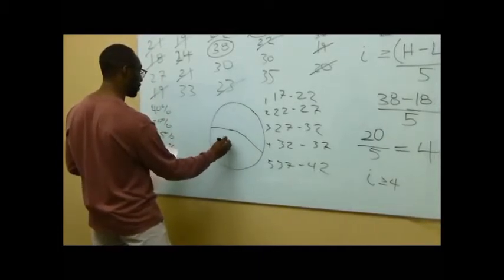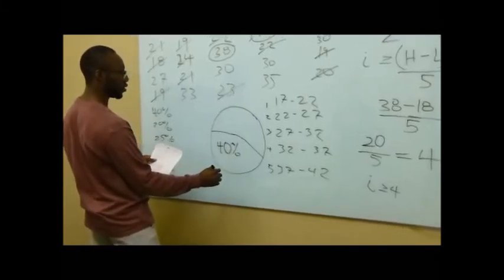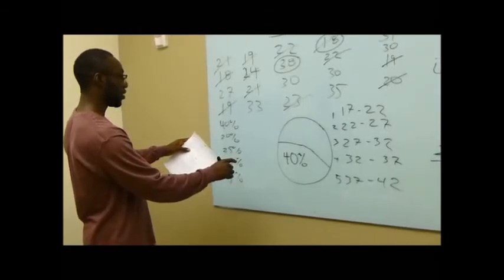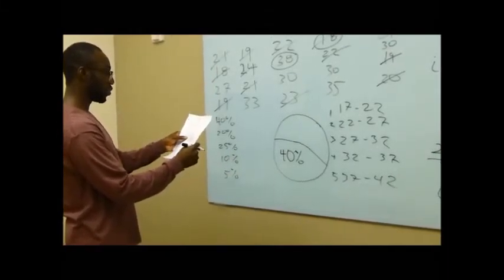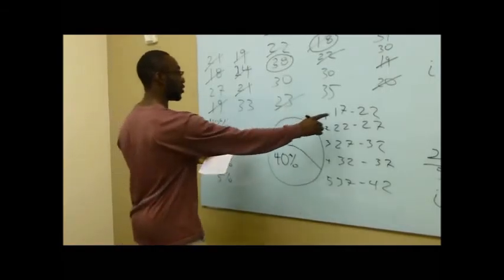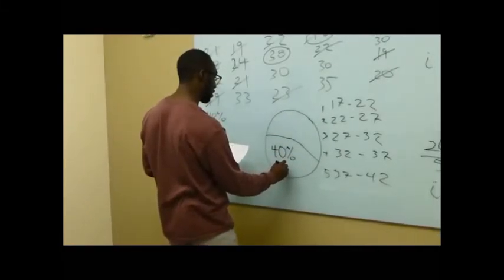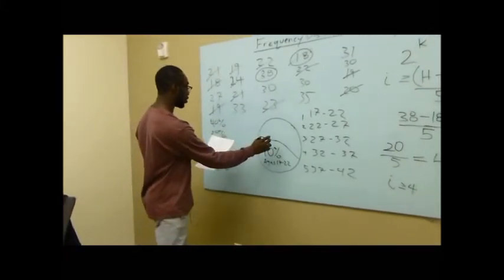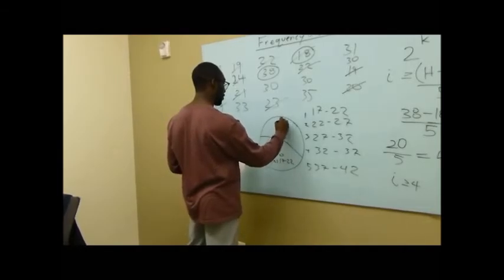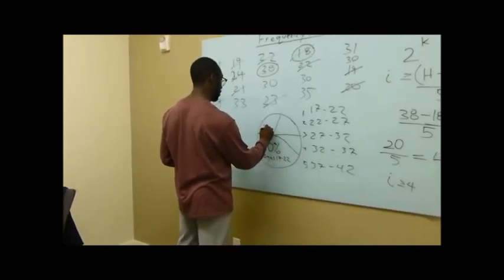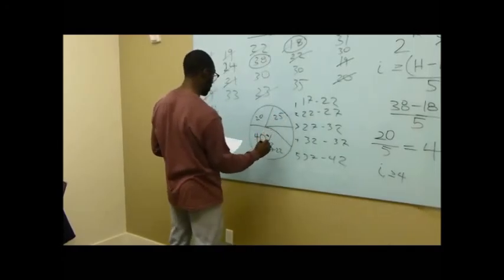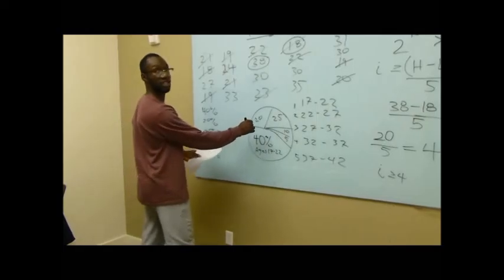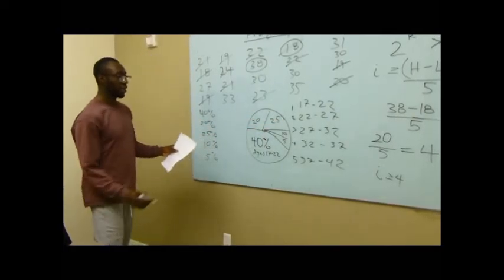This would be 40%, and this 40% will represent the intervals from ages 17 to 22. And once you allocate a certain percentage for each, 25, 20, 25, 5, and 10, you can associate each one with the age, and you will have your pie chart.